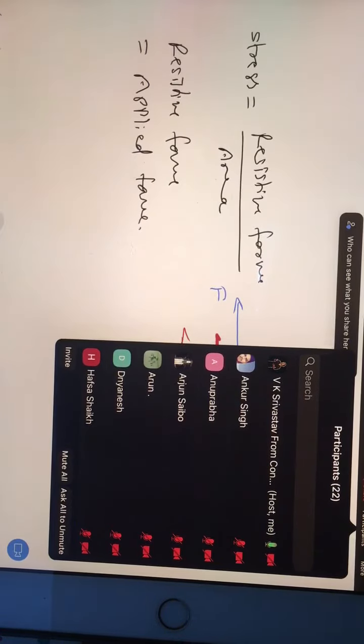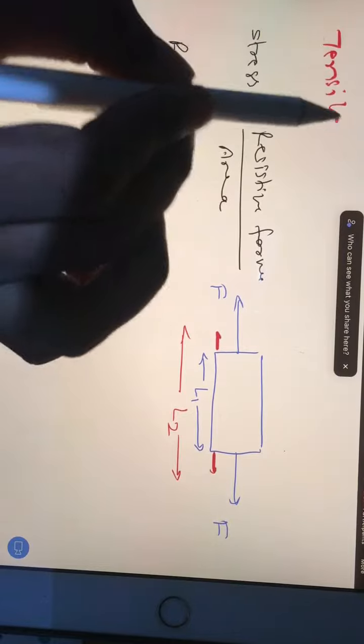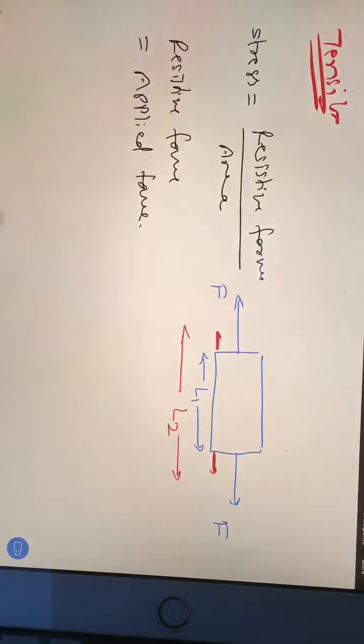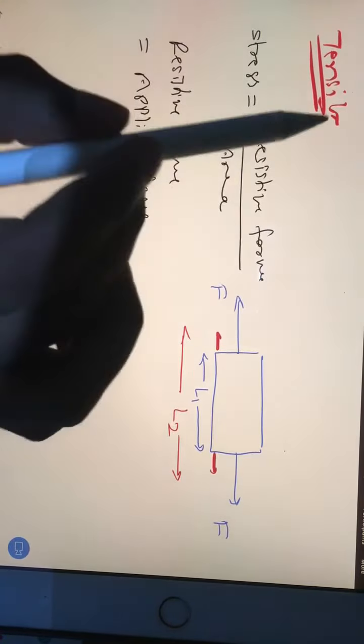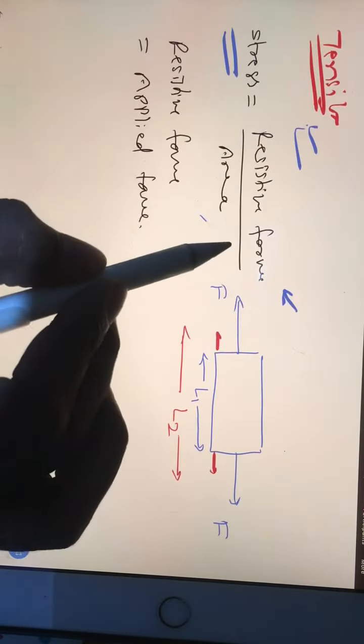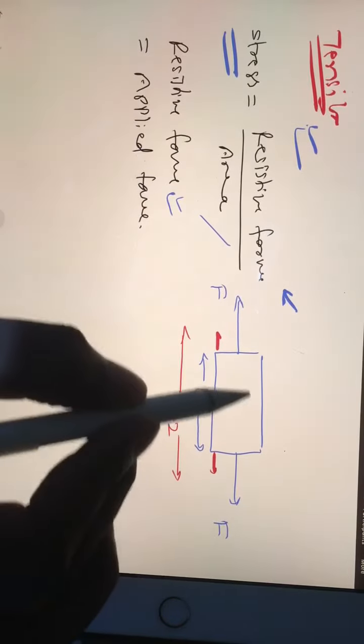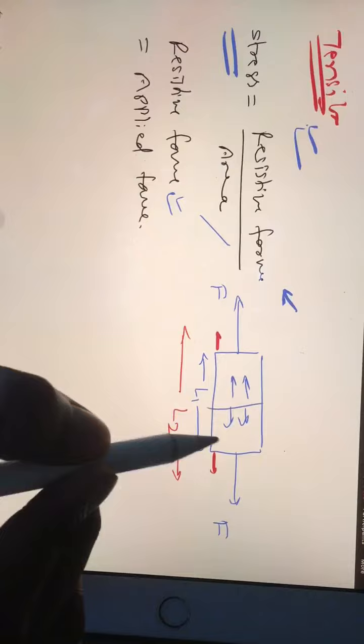Let's understand Hooke's law in case of tensile loading or tensile stress. So when we have tensile stress and strain, we take stress as resistive force divided by area. What is resistive force here? Actually, that is nothing but the internal force, right? What is being developed in the member.